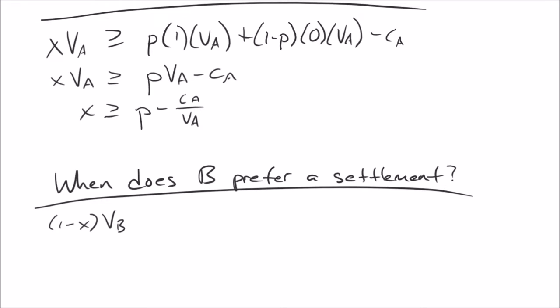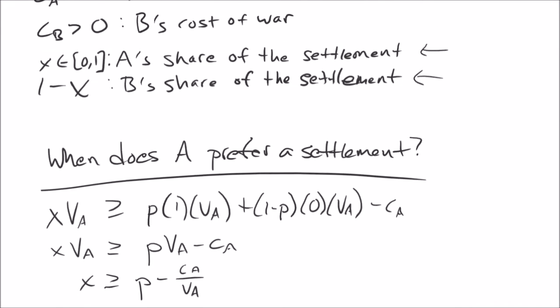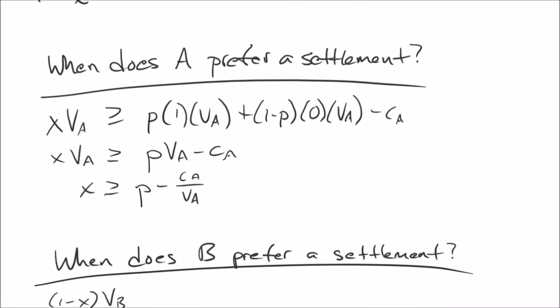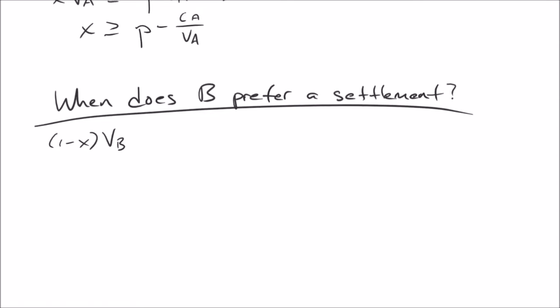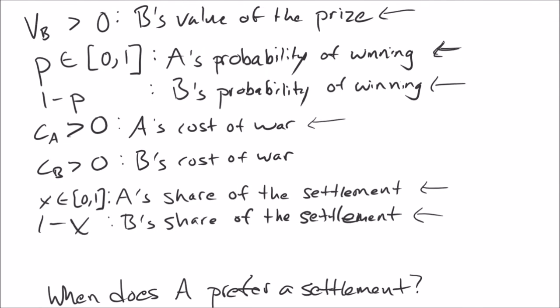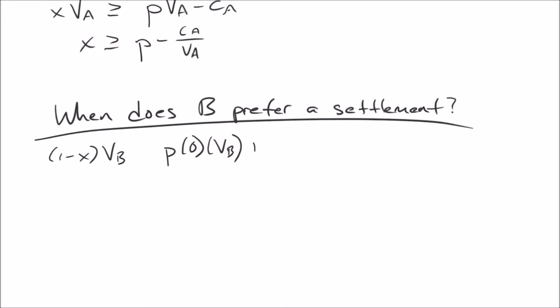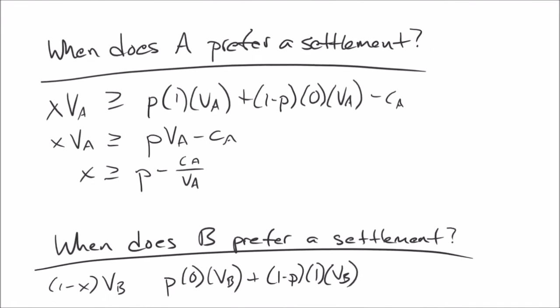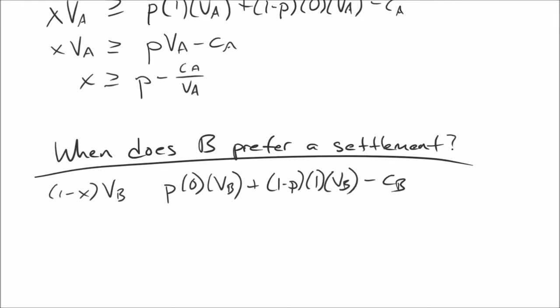Now let's think about what B's payoff is for fighting a war. Well, with probability P, we have A winning. And if A is winning, that means A is taking the entire prize and B is getting nothing. So that means that we have, as the first part of this payoff for war, P times 0, because A is winning and B is getting none of that value VB in that case. And then with probability 1 minus P, we have B now emerging victorious, which means it will capture 100% of the prize, which it values at VB. And regardless, it has to pay a cost for war. So CB is going to be subtracted out at the very end.